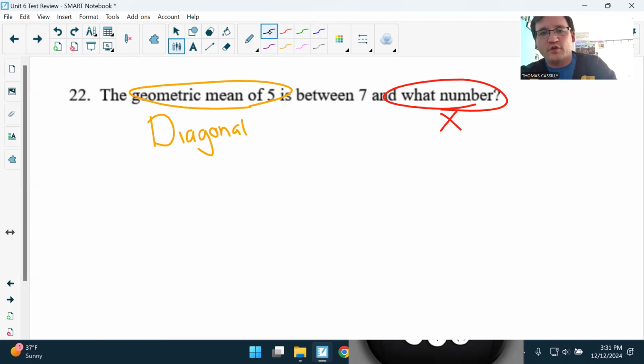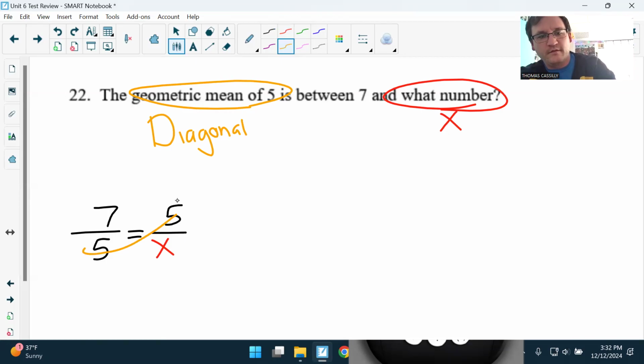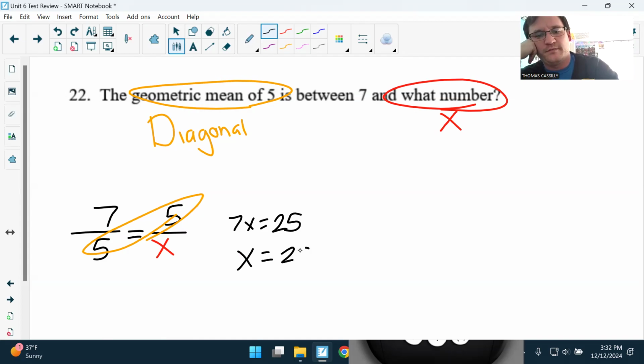So if we're making the proportion, we're going to say 7 divided by 5 equals 5 divided by that missing number, right? Because this ends up being the geometric mean. All right, so same idea, cross multiply: 7x equals 25. Therefore, x equals 25 sevenths. All right. So what you can do, if you want to confirm that, is multiply them and square root it.